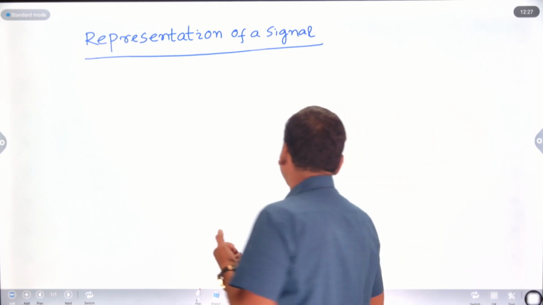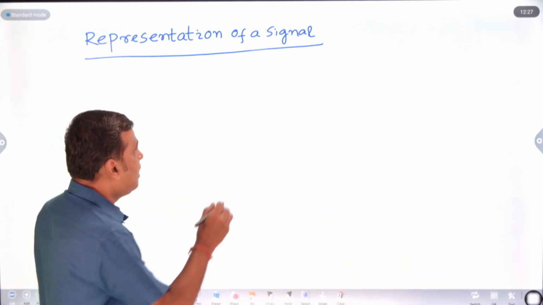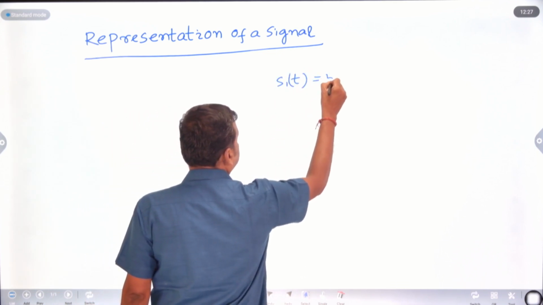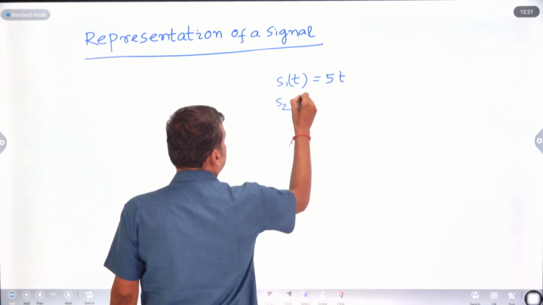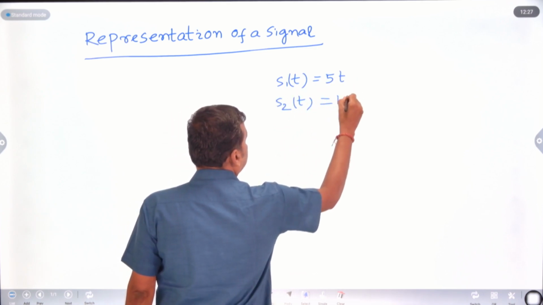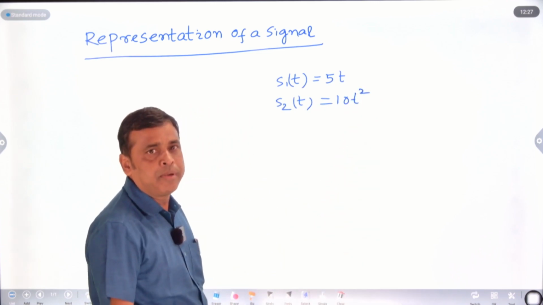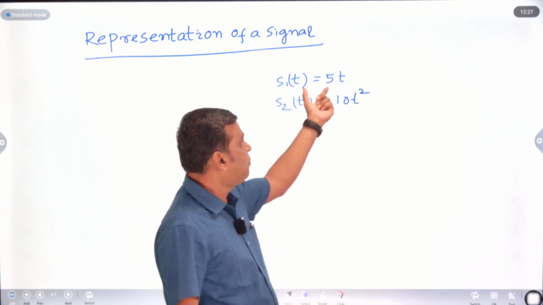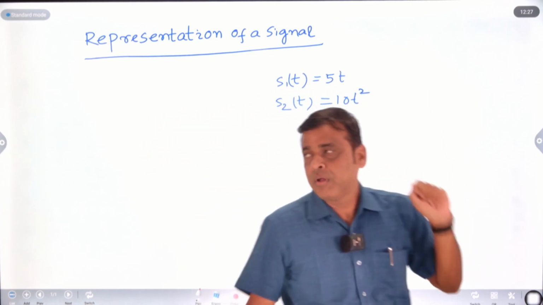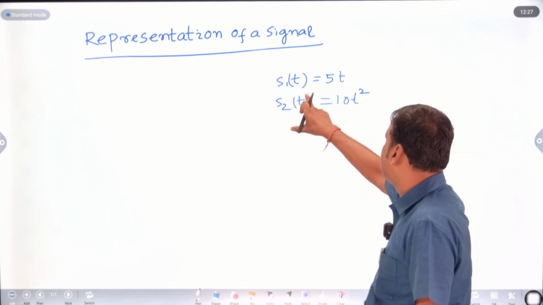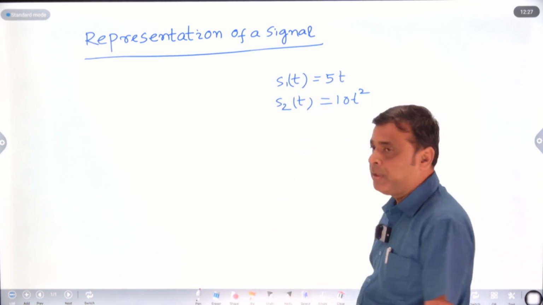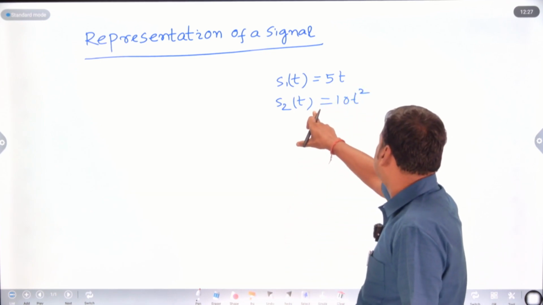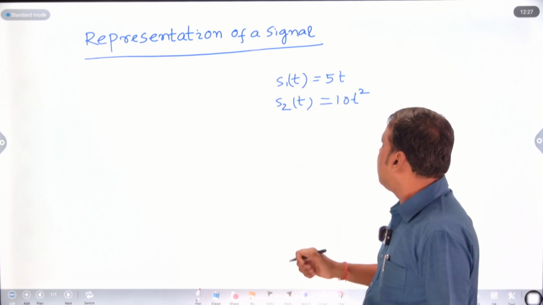As far as the signal is concerned, already I told you the signals in previous class, S1 of t, suppose S1 of t equal to 5t and S2 of t is suppose 10t square, and here t is your independent variable. So we can express the signal as a continuous signal. So S1 of t equal to 5t, here t is your independent variable, and in this example the signal varies linearly with time t, and here, 10t square, the signal varies quadratically. So how will you represent signal?